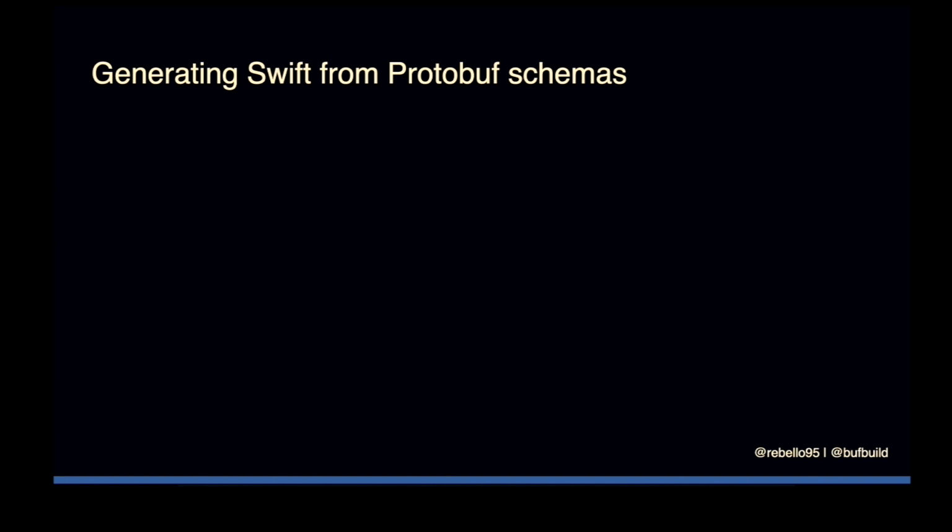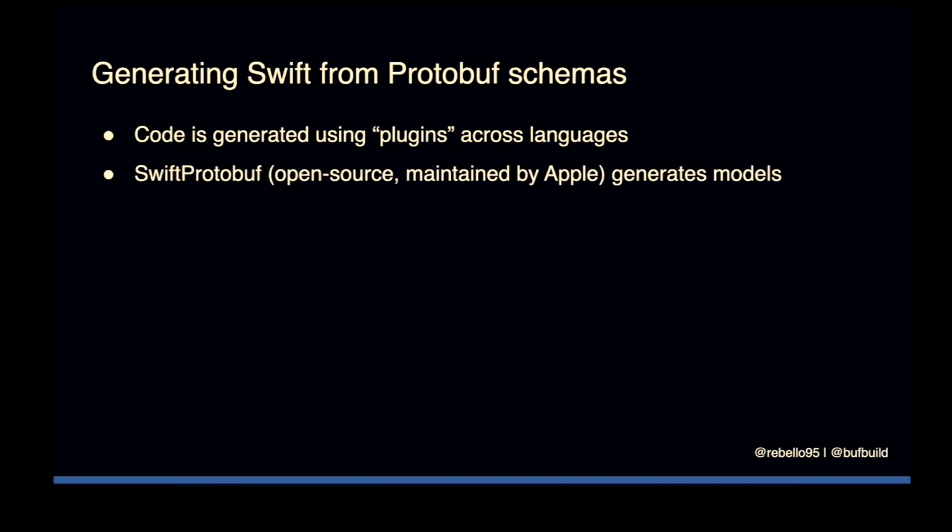OK, great. So now that we have our schema, we can actually generate code with it. And the way we do this is by using plugins. Plugins can actually be written in a variety of different languages. And as mentioned earlier, there's a bunch of them that are available out of the box. The one that we care about for our case is one called Swift Protobuf. And this is actually one that was written by Apple and is open source, maintained by them. It's written completely in Swift as well. And it's responsible for generating models. So it'll take these Protobuf messages and convert them to Swift models.